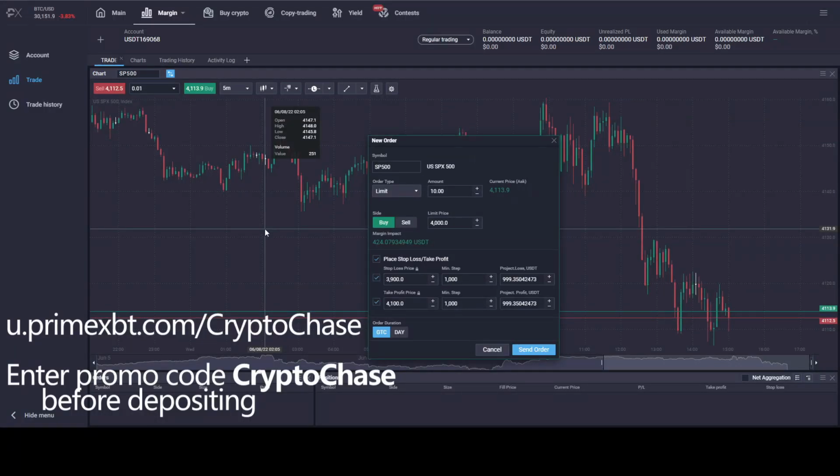Now, on Prime XBT, you could sign up with USDT collateral, USDC collateral, BTC collateral. You could put on any collateral you want. They recently updated that. This is not even sponsored, by the way, but, like I said, would appreciate it if you use my link.